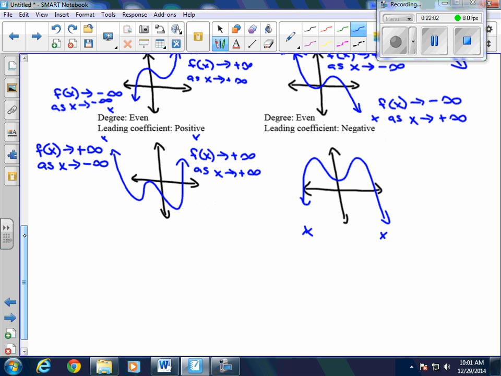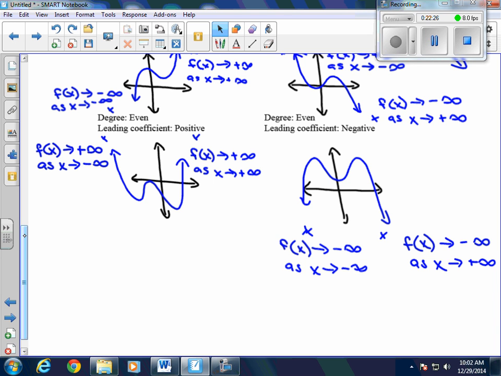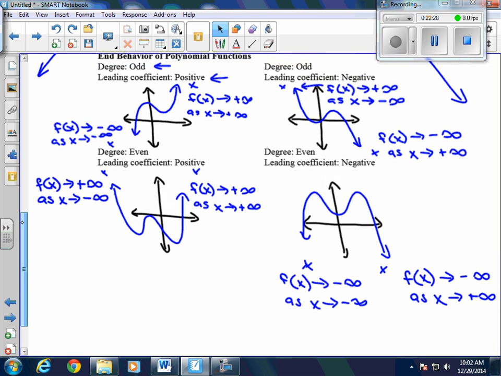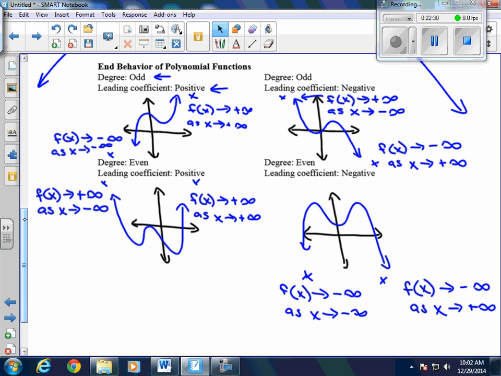And in the odd and negative case here, f of x approaches negative infinity. It's getting really small as x approaches negative infinity. And here, on the right side, f of x approaches negative infinity as x approaches positive infinity. All right, so once again, as a recap, if it's odd, you're going to have a split. One's going to be up, one's going to be down. If it's even, they're going to be together.